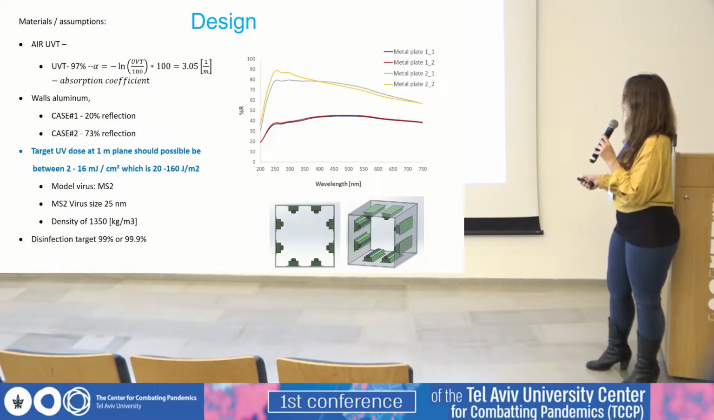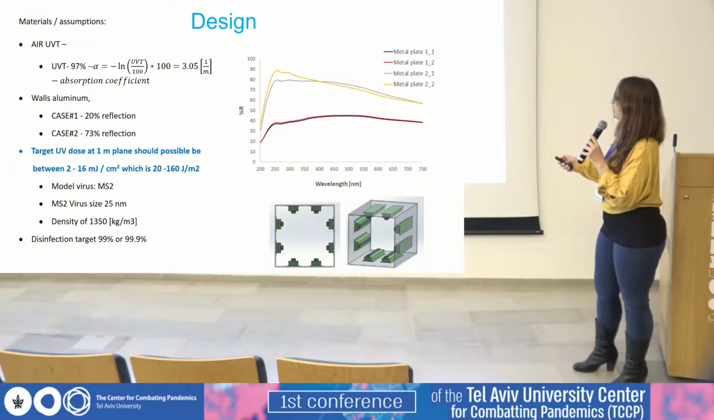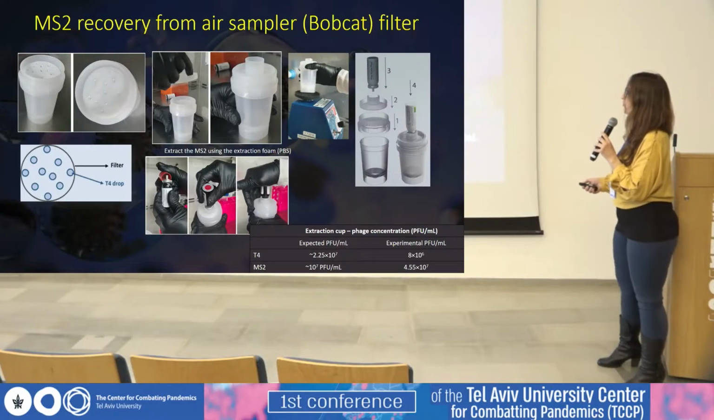We also tested different materials for the design. For example, here we used a material that has a high reflectance, and the idea of having a high reflectance is to reflect the UV photons around the lamp. Our model virus was MS2.